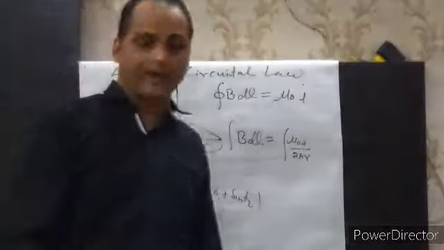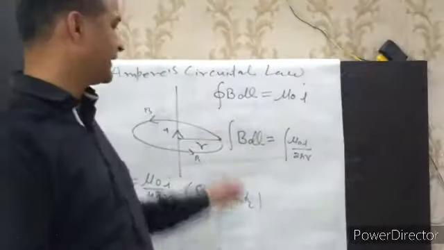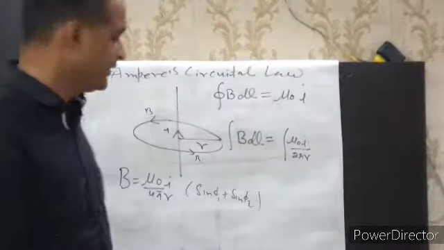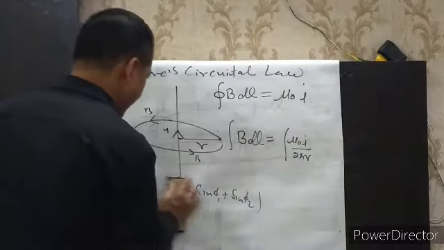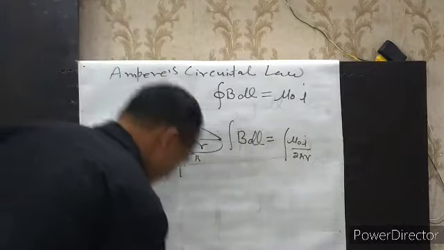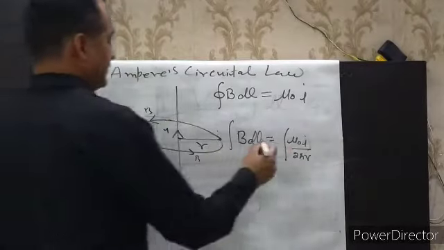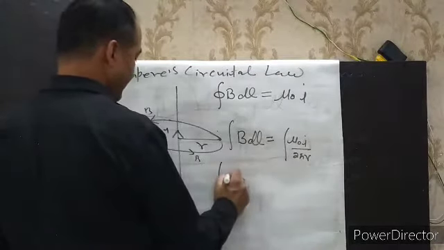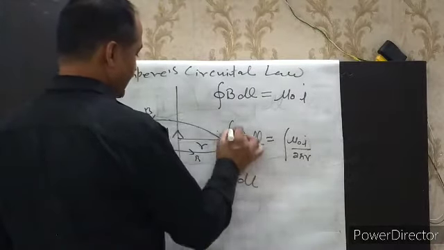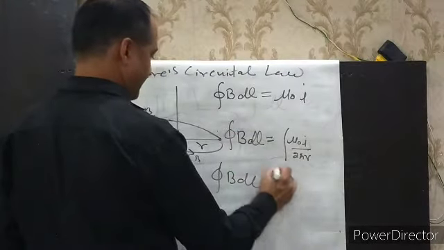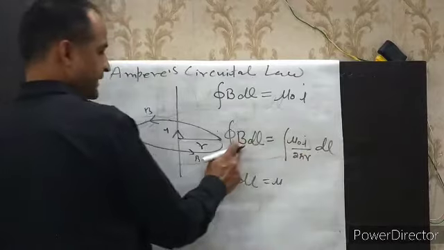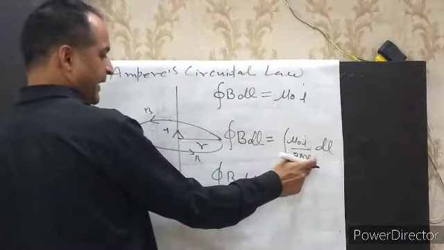But for a long wire, of infinite length, near the center, I have explained to you that it is mu naught I by 2 pi r. Clear? Then the line integration of magnetic field, the closed integration of B dot dl, is equal to mu naught, and this is dl. This is my value of B, mu naught I by 2 pi r.